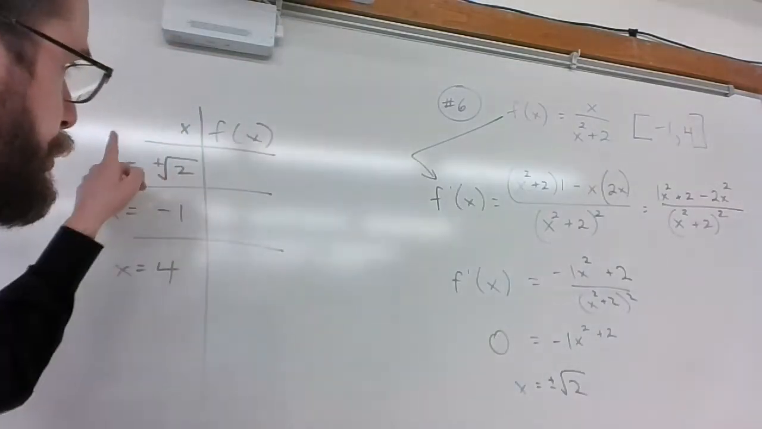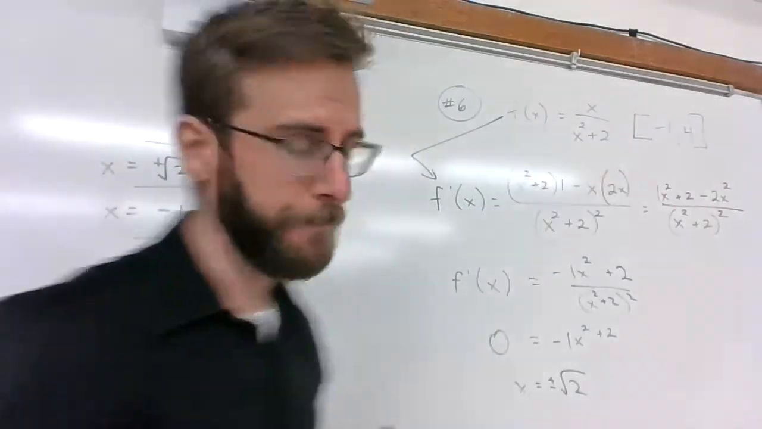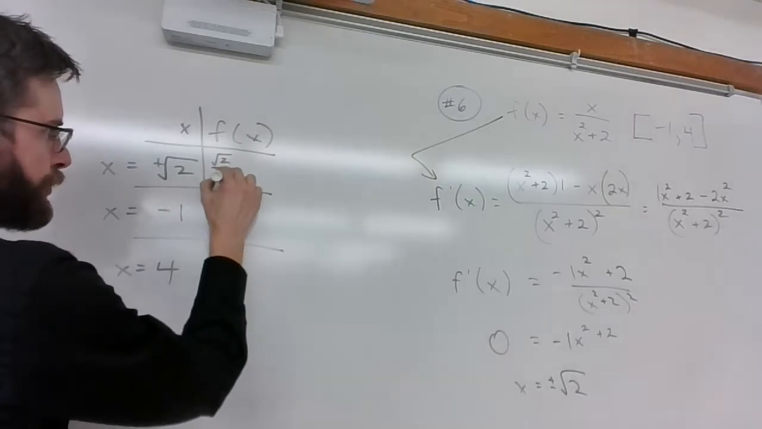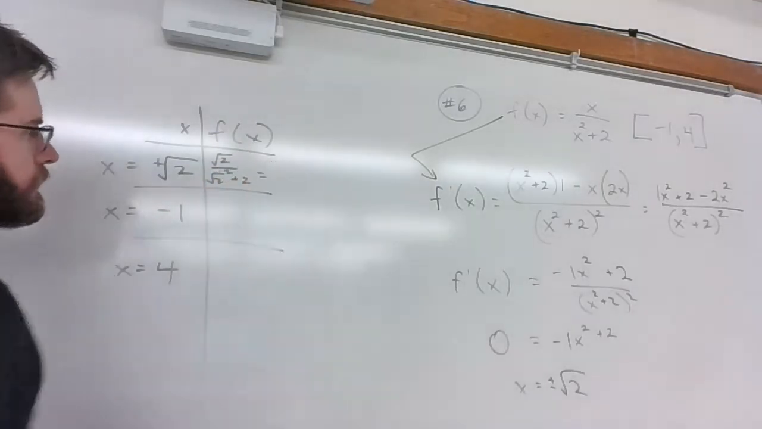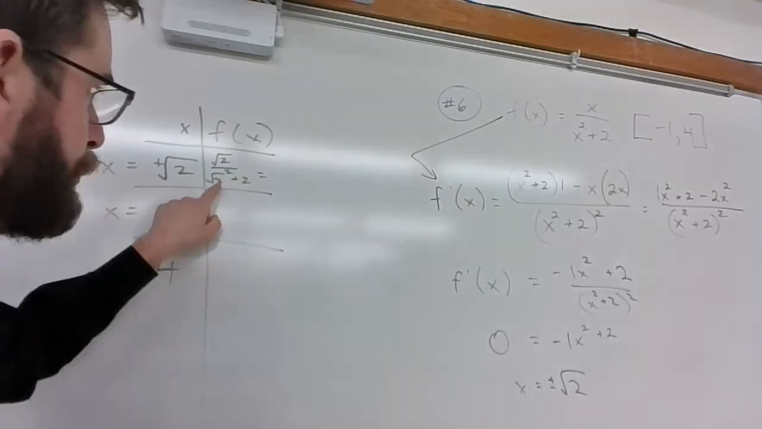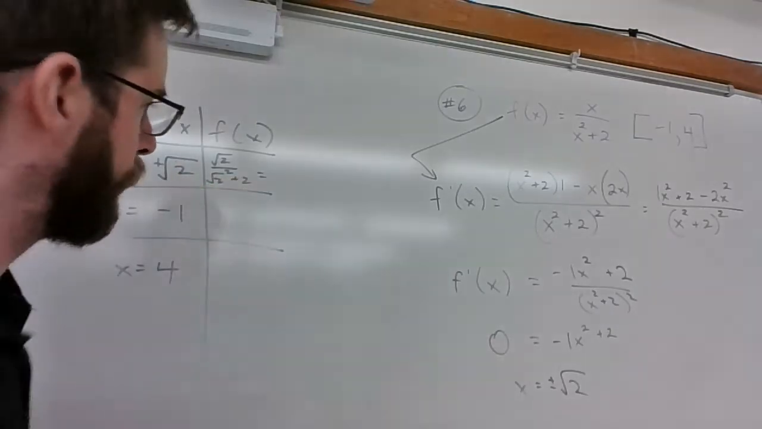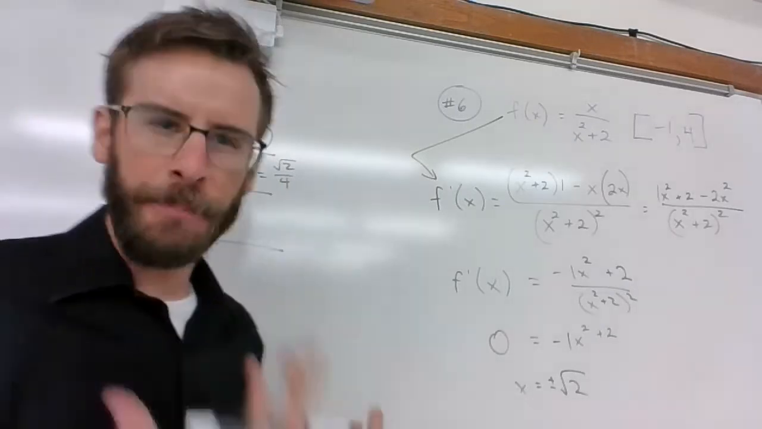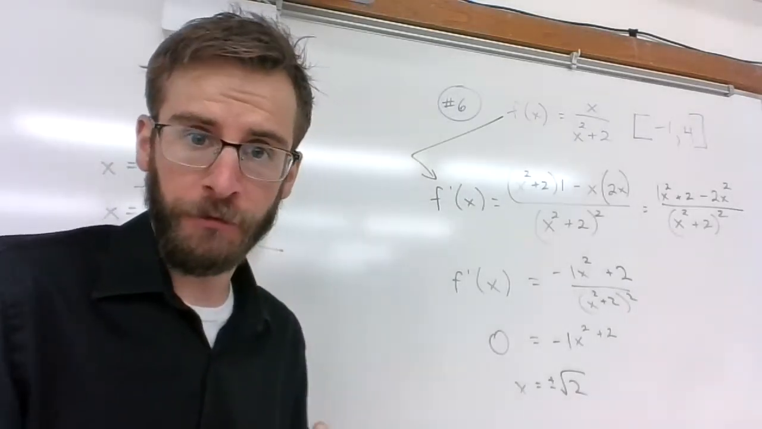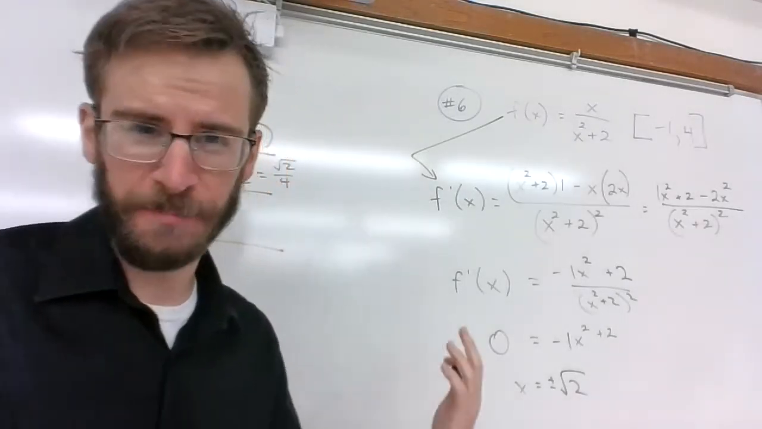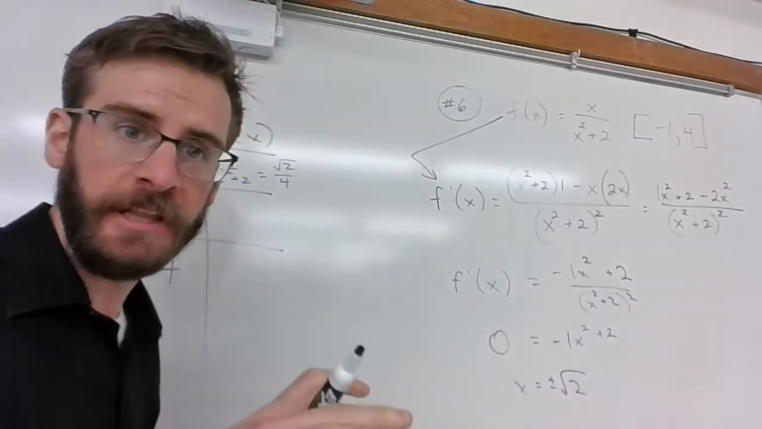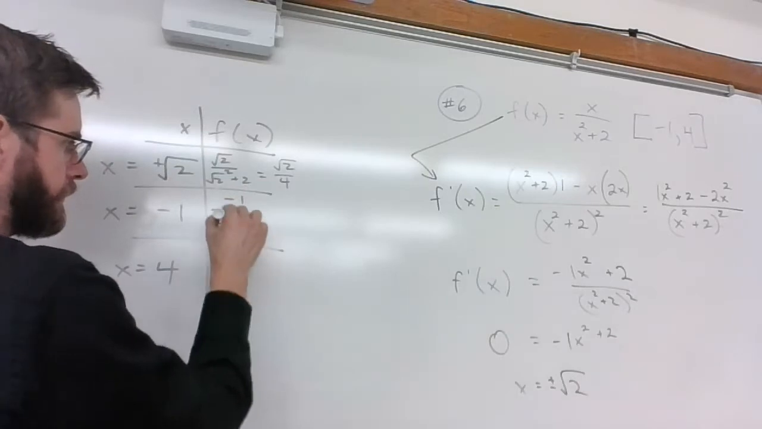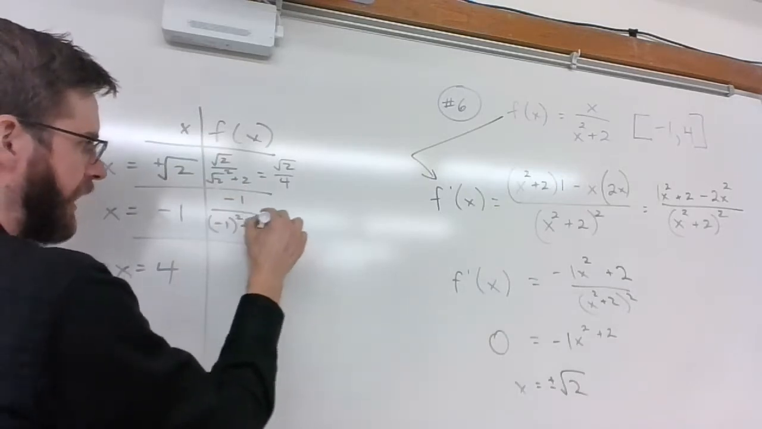So plug root 2 into the original. What is root 2 divided by root 2 squared plus 2? Well, root 2 squared plus 2 on the bottom is 4. It's root 2 over 4, which approximately, it's less than half, right? 2 over 4 is a half, so root 2 over 4 is something less than a half. We can get out the calculator if we need to, but for now, let's just figure out what the fractions are.